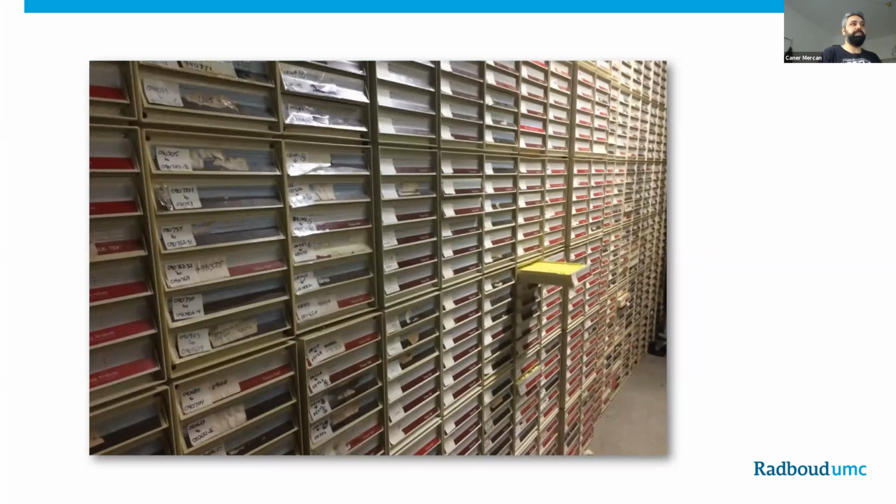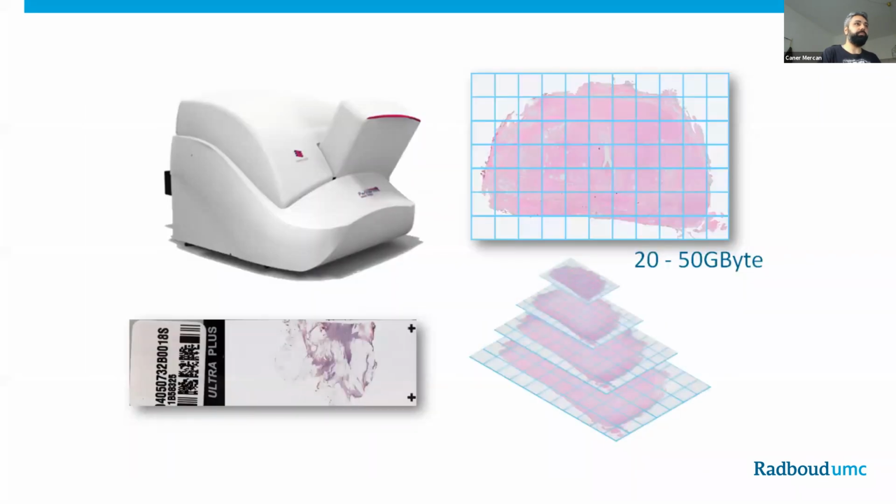Talking about these biopsies, here is a photo taken from the archive in the pathology department. In each row, there are hundreds of tissue blocks. In the past, these tissue blocks, one can be seen in the bottom left, were inspected under the microscope, but with the use of whole slide scanners on the top left, the whole process is now digitized. On the right, you can see a digitized tissue block as a whole slide image, which is huge in size, and it's stored in multiple resolutions, as seen on the bottom right.